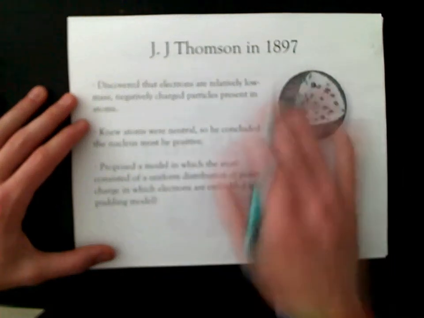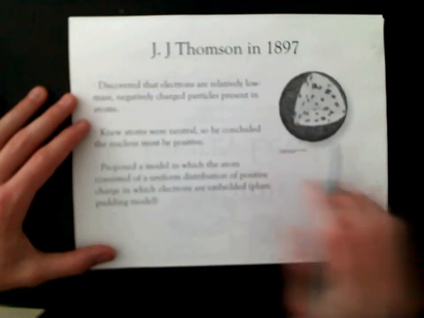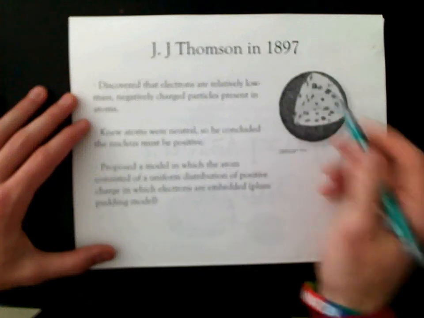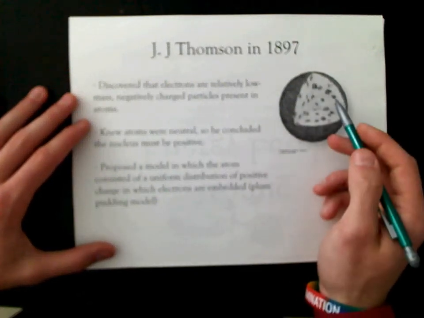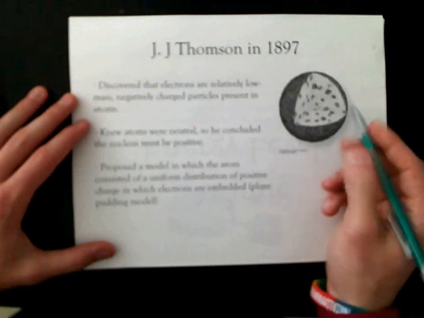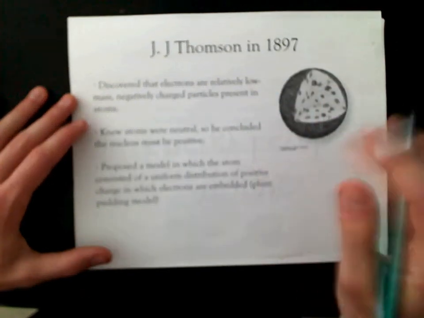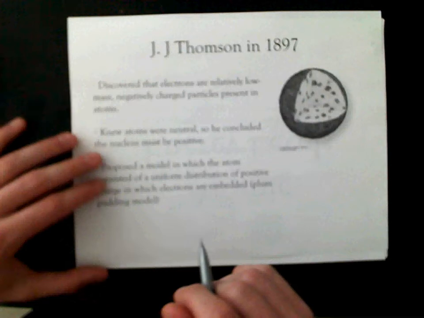So he concluded that if there were electrons that were negative, there must be protons that are positive. Okay, well, how do they come into play? He concluded that it was a mixture, or a plum pudding, of protons and electrons, just all together to form an overall neutral object. Let's take it a step further.